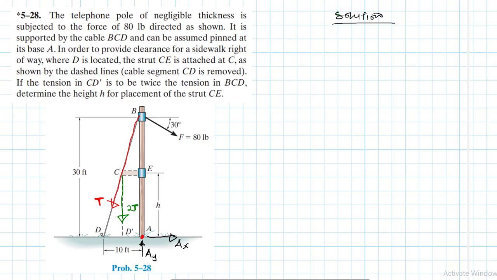Before I do the calculation, let me give you the concept of exactly what we're going to do. This pole is in 2D, which makes the work easier, and all the forces are in 2D in our X and Y. This is our coordinate system, X, Y positive, and moment anti-clockwise like that. Tension in BCD we are calling T, and tension in CD prime will be 2T.